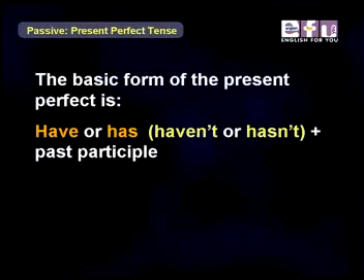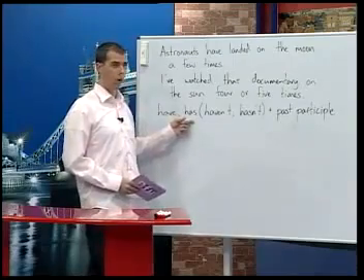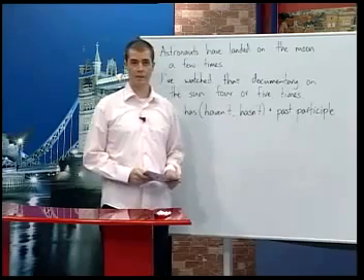So the basic form of the present perfect is have or has or haven't or hasn't plus past participle.